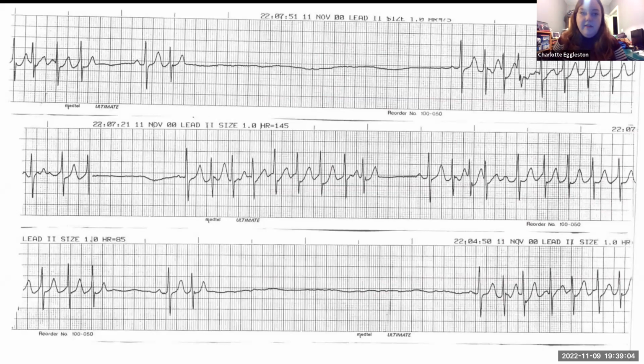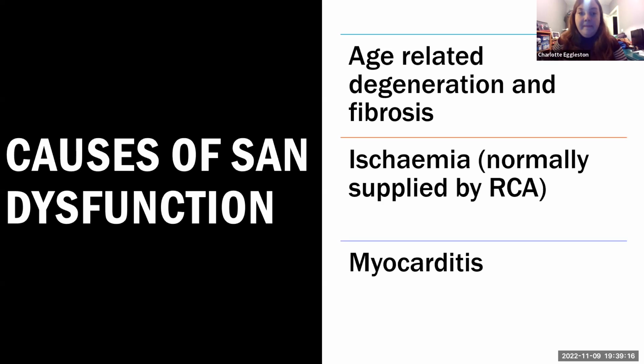So you can see it goes very fast, very slow, with some worrying bits where it doesn't seem to be doing anything at all. And as you can see, that's putting you at quite high risk of asystole or arrhythmias that are going to cause you some problems. That can be caused just by aging, but also ischemia, myocarditis, fibrosis, anything like that.